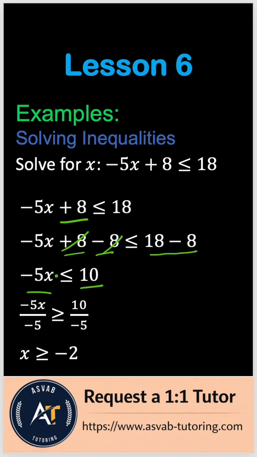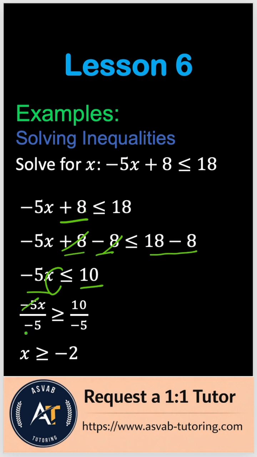Now we need to get the x alone. So we need to divide this side by negative 5. And if we divide this side by negative 5, then we need to divide this side by negative 5 too. And you have to remember that if we divide any number by a negative number on both sides of the inequality, the inequality sign flips. So negative 5x over negative 5 and 10 over negative 5 gives us x greater than or equal to negative 2, as the inequality sign flips.